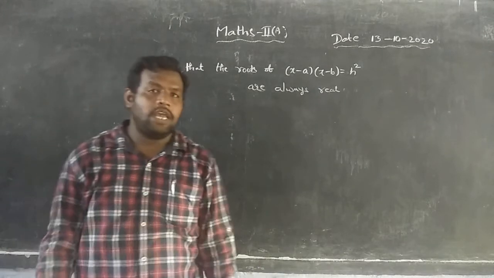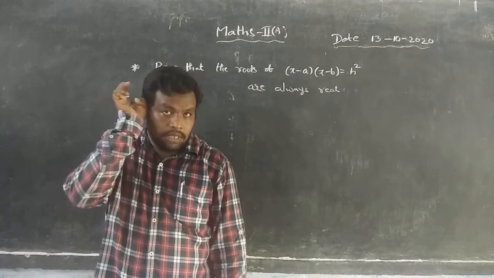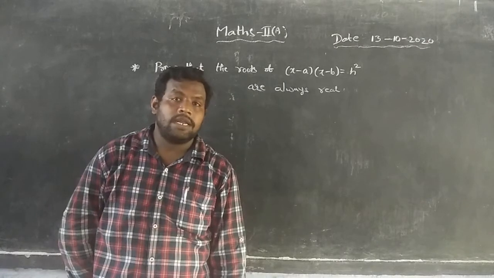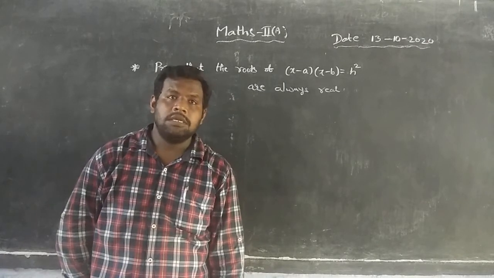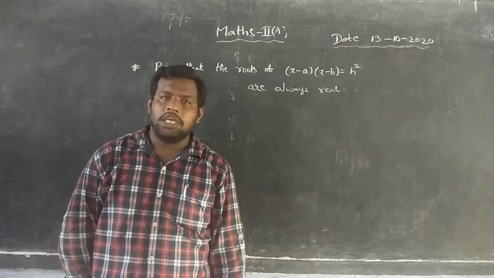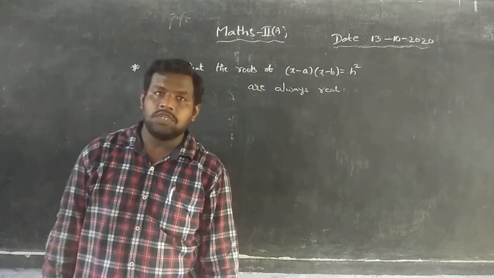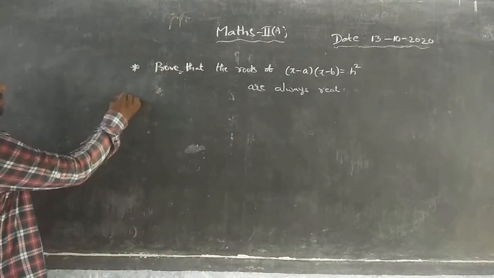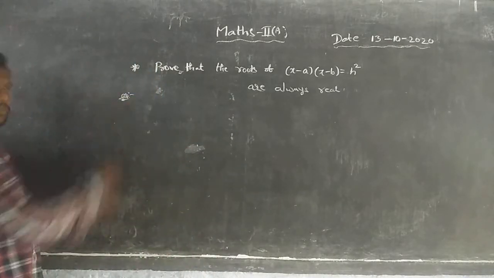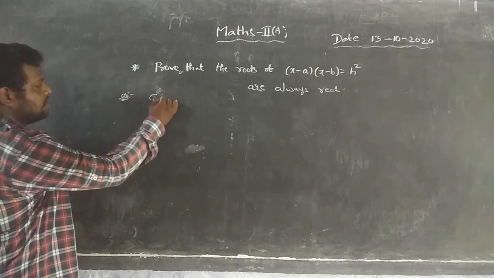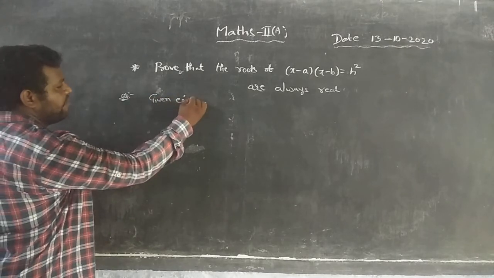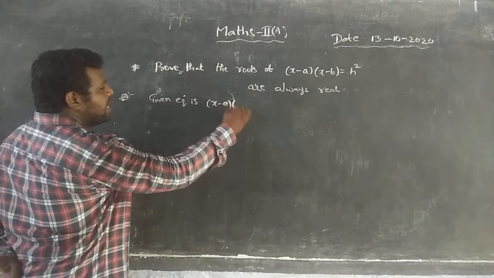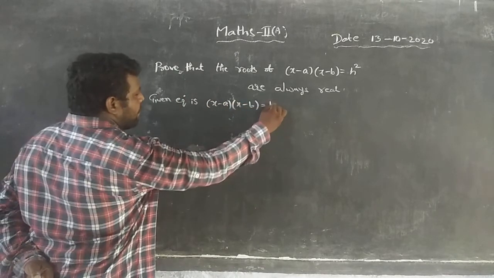When the roots are real, we already know the nature of the roots. When the roots are real, the discriminant is either greater than 0 or equal to 0. Then the roots are real and equal. Okay. Given that, what is the given equation? The given equation is (x − a)(x − b) = h².